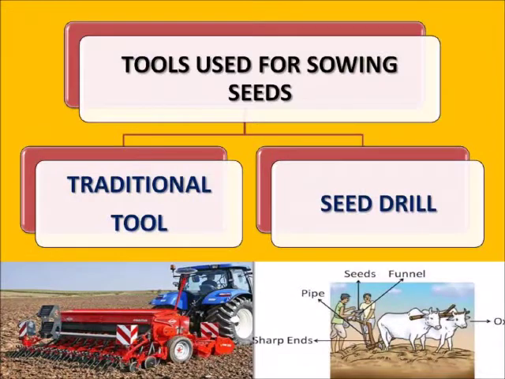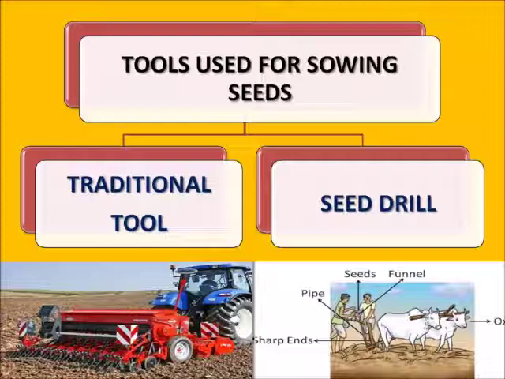One of the important tasks before sowing is to know about the tools used for sowing seeds. Mainly there are two tools for sowing seeds. The first one is traditional and the second one is the seed drill. The tool used traditionally for sowing seed is shaped like a funnel. The seeds are filled into the funnel and passed down through two or three pipes having sharp ends. These ends pierce into the soil and place seeds there.